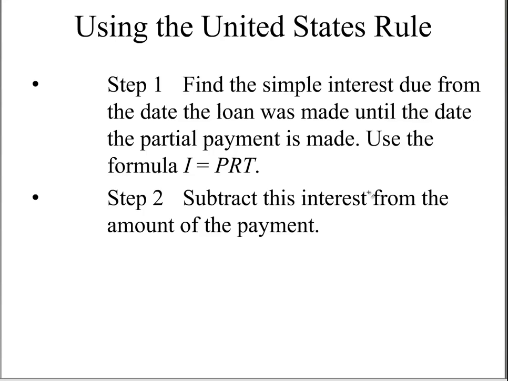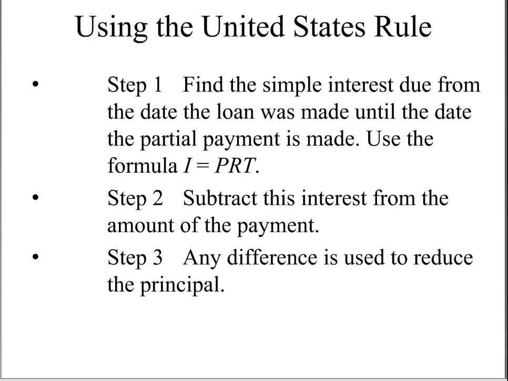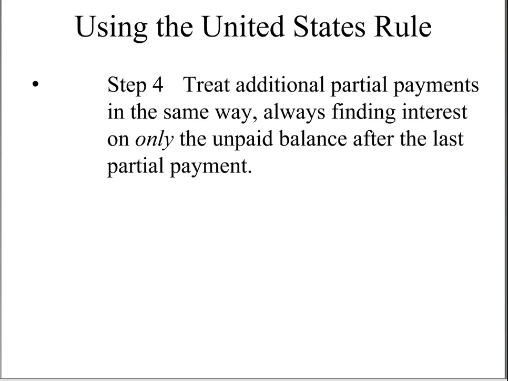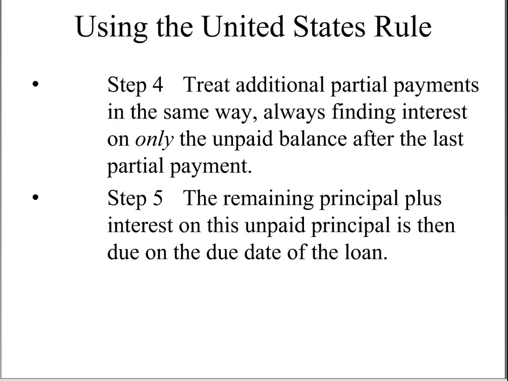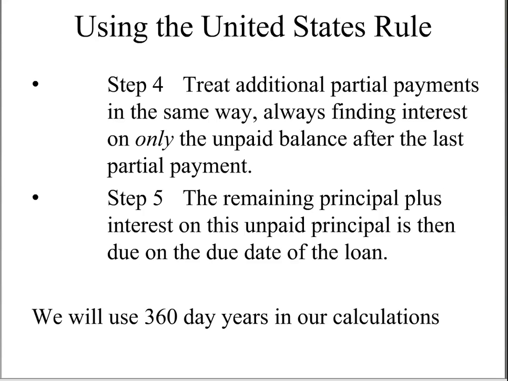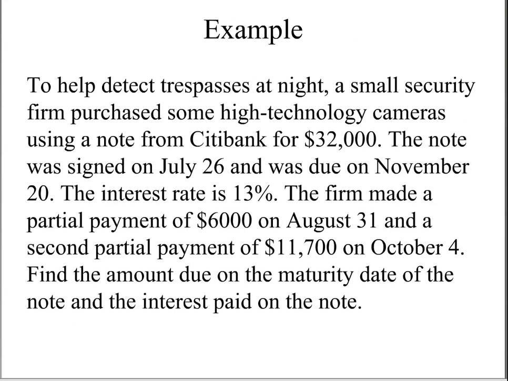Step 2 is to subtract the interest from the amount of your partial payment. Any difference is used to reduce your principal. Step 4 is to treat any additional partial payments in the same way, always finding interest on only the unpaid balance after the last partial payment. And step 5 is that the remaining principal plus the interest on this unpaid principal is then due on the due date of the loan, which is the maturity date. In our calculations, we are going to use 360-day years. So let's go through an example.